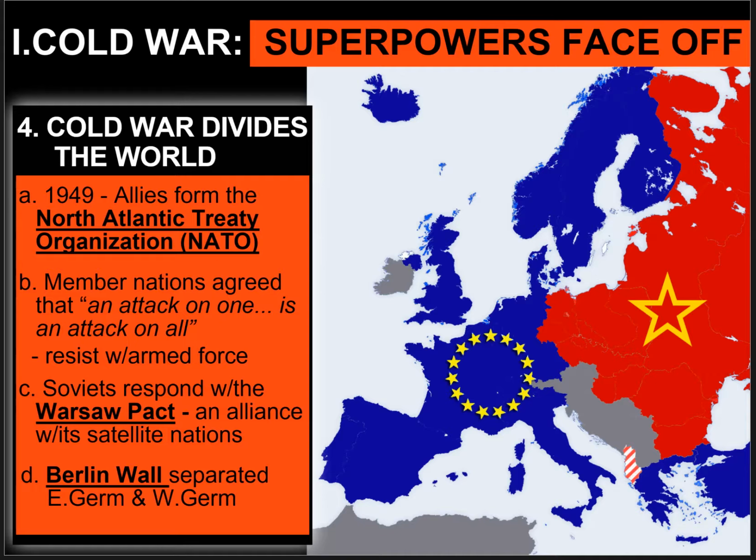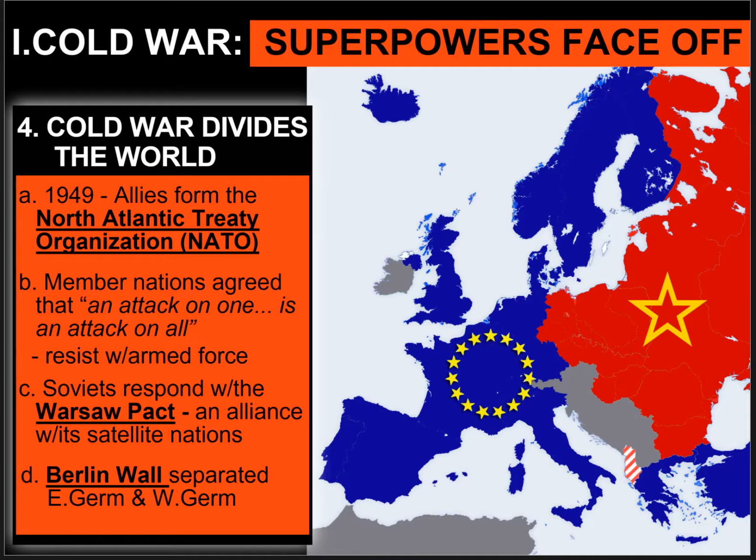Superpowers form rival alliances. The Berlin blockade heightened Western Europe's fears of Soviet aggression. As a result, in 1949, 10 Western European nations joined the United States and Canada to form a defensive military alliance. It was called the North Atlantic Treaty Organization, or NATO. An attack on any NATO member would be met with armed force by all member nations. This organization still exists today.